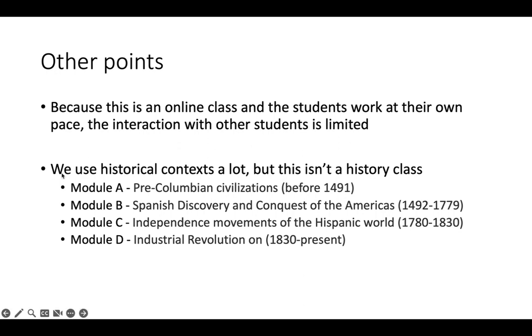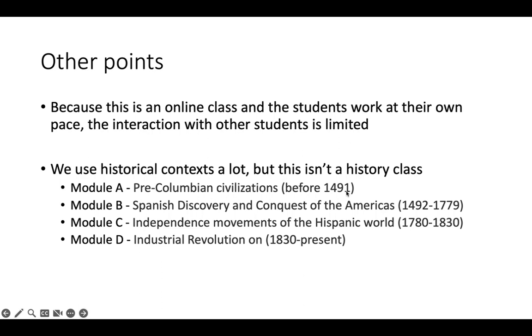And then again, we use historical context a lot, but this isn't a history class. We're going to be focusing on the cultures. And so here's a quick overview. There are 4 different semesters of this course, 4 different versions, you might say. So if you're doing Module A, the focus will be on pre-Columbian civilizations. So the dates will be before 1491. The different products that we look at will all be from cultures before 1491.